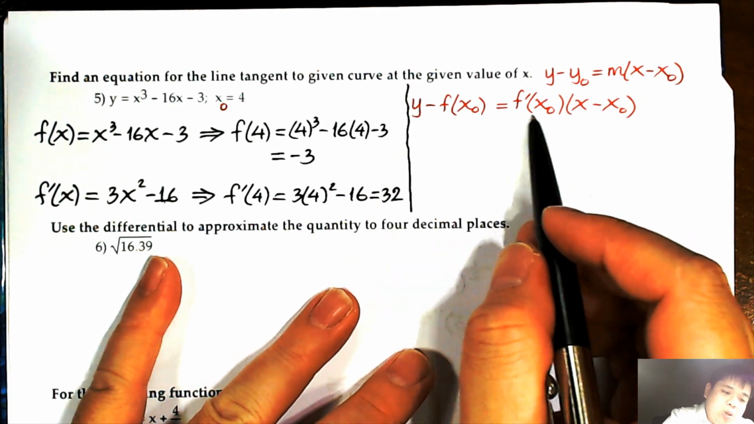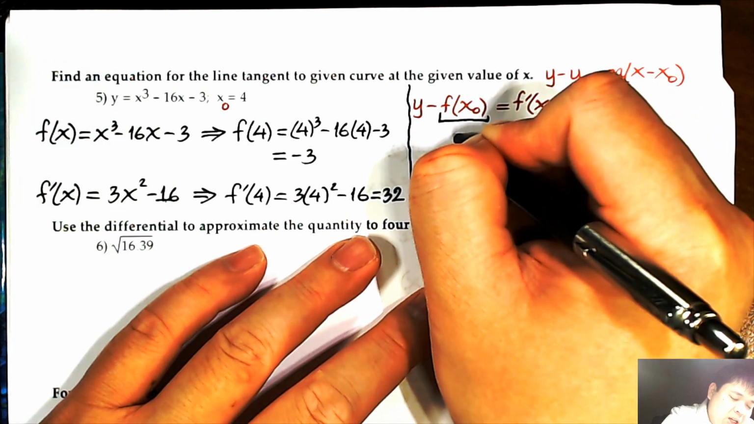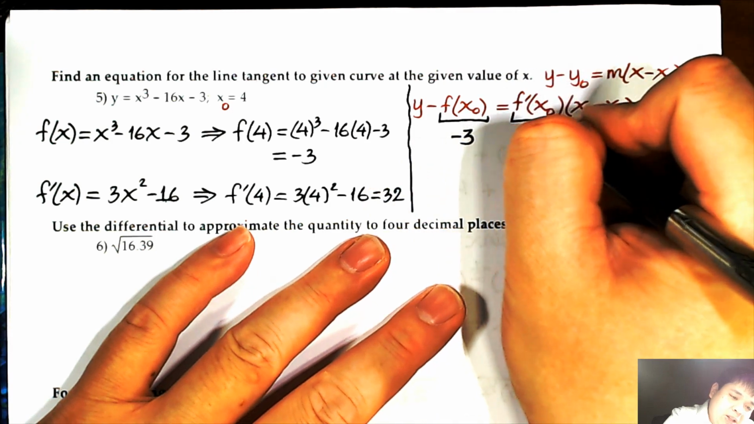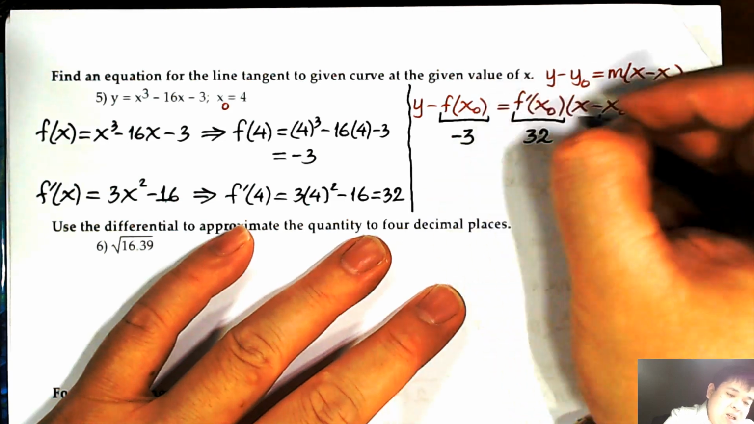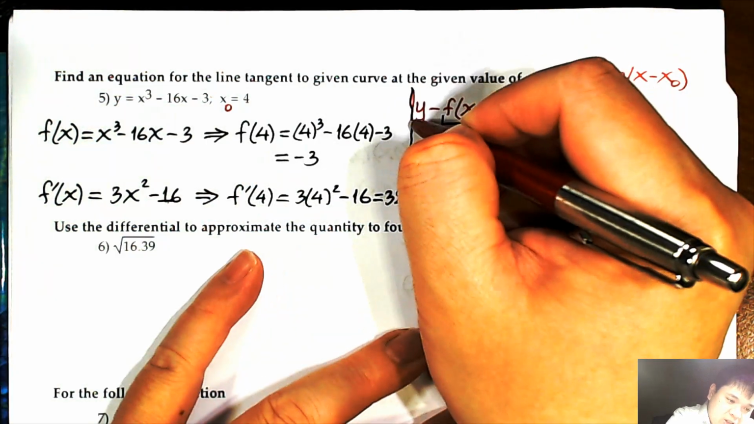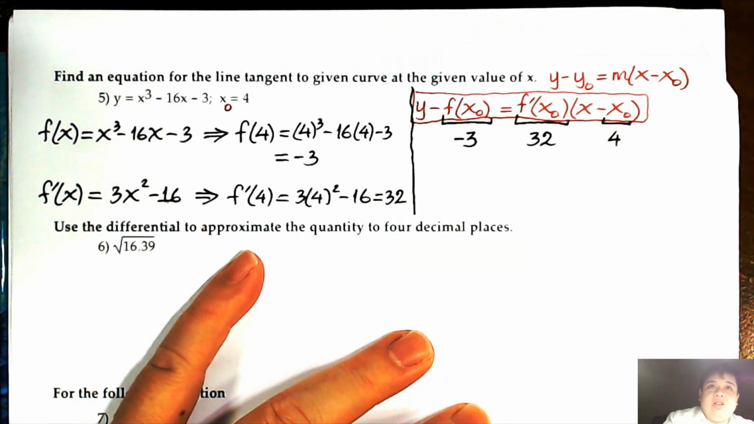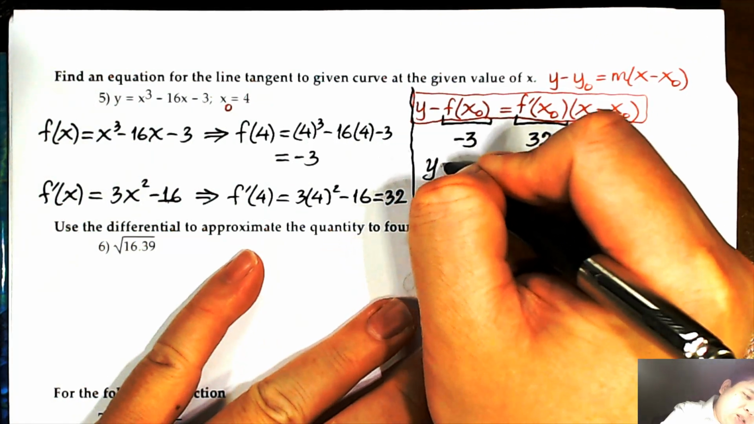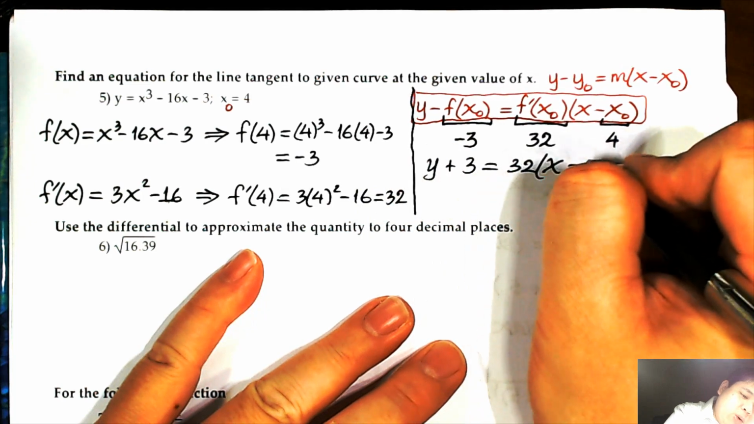And the 32 will go into this. So we have here that part is negative 3, and the derivative 32. And x naught here, of course, is 4. Alright, just put the formula in the box. So that is the equation of the tangent line of a function at a point. So y minus negative 3, that is y plus 3, equals 32 times x minus 4.